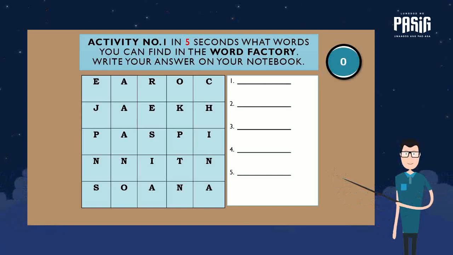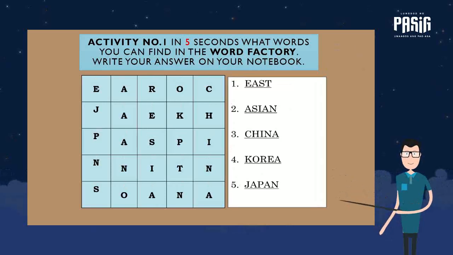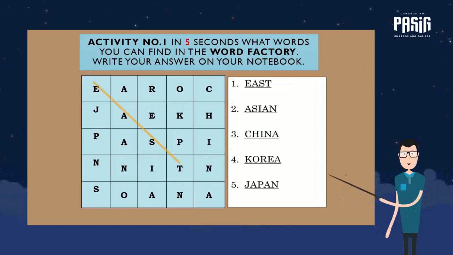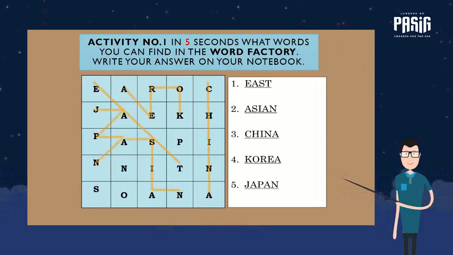Time is up. Now let's check your answer. Here is the list of words that you can find in our word factory: East, Asian, China, Korea, and Japan. How much score did you get? I bet you got a good score. Now we can proceed with our discussion.